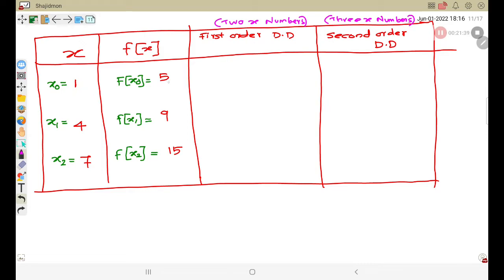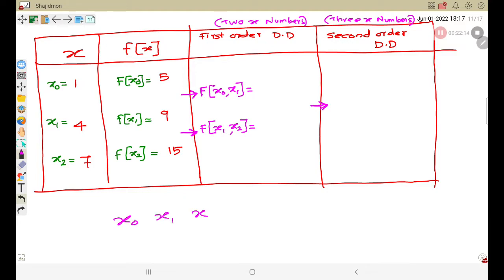So for the first two numbers, in the middle we find one number here, and for these two numbers, in the middle we find a number here. Like that we are creating the table. Now what do we call these numbers? First we write the symbol. For the first two x numbers, f of x0 comma x1 we calculate here. After that we calculate f of x1 comma x2. Hope you understood.